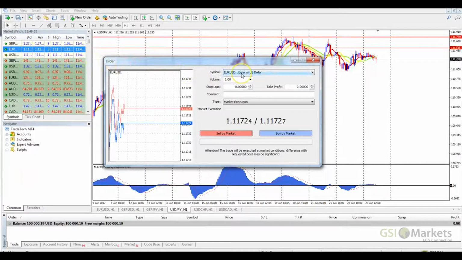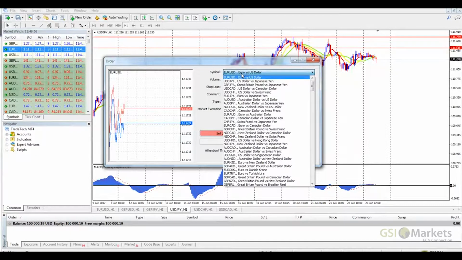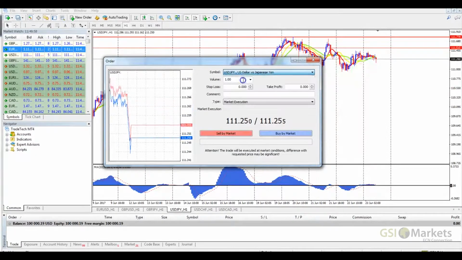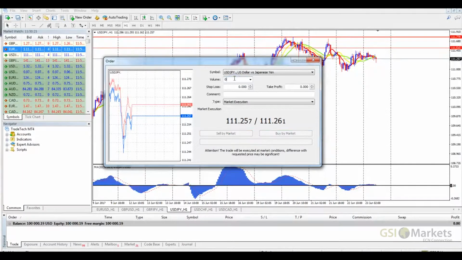Once we have the order window open, we need to confirm that the symbol is correct and is the same as the currency or stock we wish to trade. After confirming this, we can look down at the Volume field. Volume denotes the size of our trade and therefore the amount of possible profit or loss. 1.0 is a standard lot and has a value of 100,000 units. The smallest trade we can open is 0.01, which is 1,000 units.